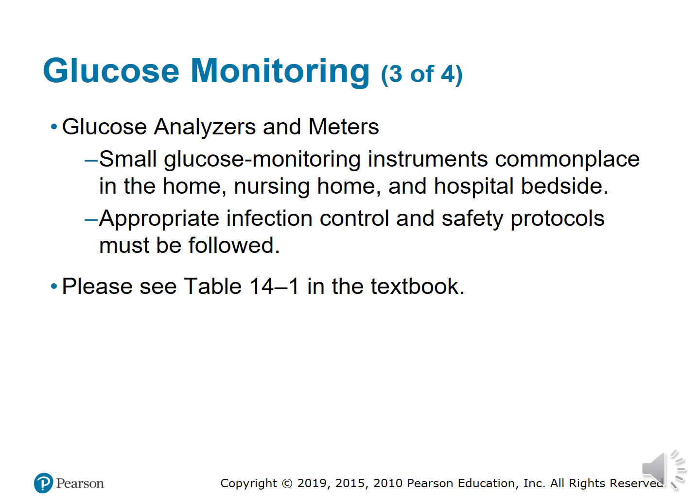Glucose analyzers and meters are small in diameter. They are more commonplace in homes, nursing homes, and hospital bedsides. The thing about these meters is that they go from patient to patient who is diagnosed with diabetes, who have to check to make sure that their sugar levels are normal. You have the high risk of acquiring infectious disease, so you have to use your safety protocols when using an instrument that is communicable, meaning it goes from place to place to place.